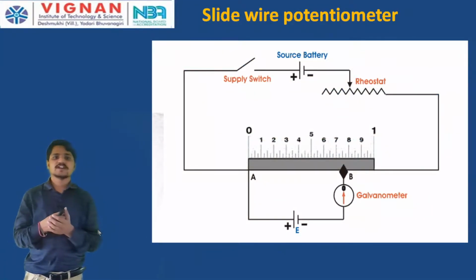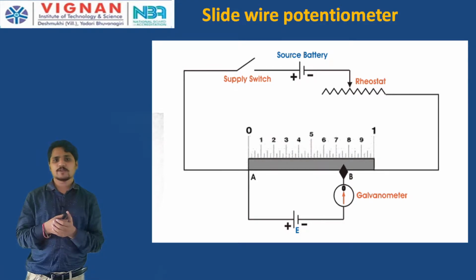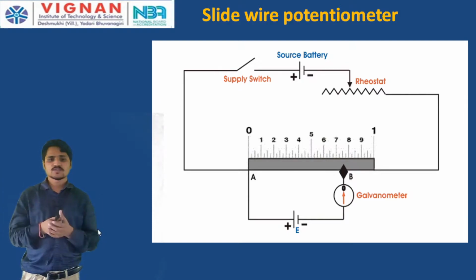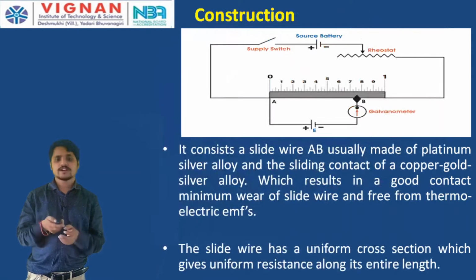Now next one is the slide wire potentiometer. Okay, so what is meant by this slide wire potentiometer? Let us see. Now you take one slide wire, which consists of some length, let us say 0 to l is the length of this slide wire. Okay, a uniform cross section, so it consists of a slide wire AB. This slide wire is made up of a platinum silver alloy and the sliding contact is made up of a copper gold silver alloy.